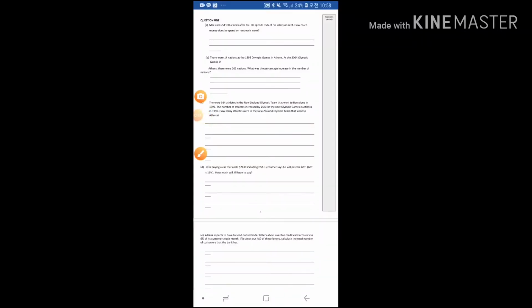Right, next one, question 1D. Right, Jill is buying a car and it costs $2,430 including GST. Her father says he'll pay the GST of 50%, so therefore Jill has to pay the price excluding GST, right? So let's have a look at the table.